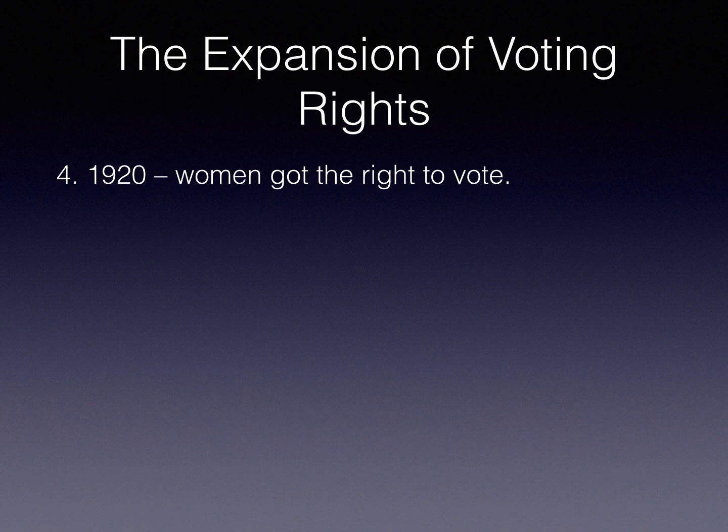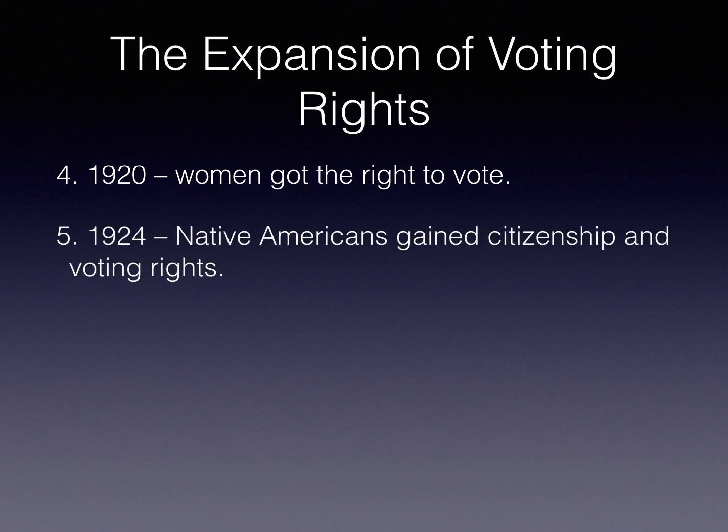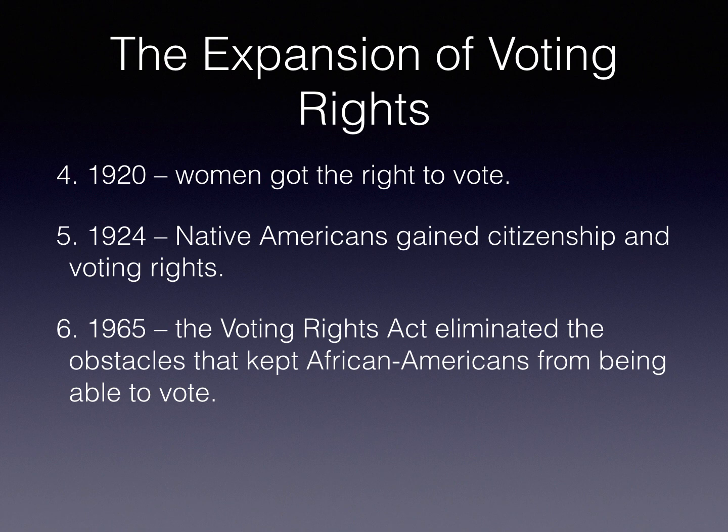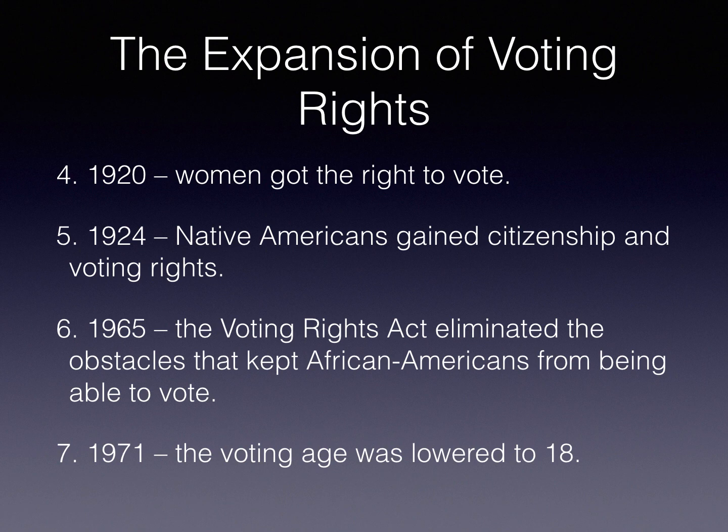By 1920, women gained the right to vote when the 19th Amendment was passed. By 1924, Native Americans were given citizenship and gained voting rights. By 1965, the Voting Rights Act comes along and eliminates those obstacles that had been preventing African Americans from being able to vote, those poll taxes and literacy tests and things like that. In 1971, the voting age was lowered to 18. That allowed people from the age of 18 to 20 to vote.